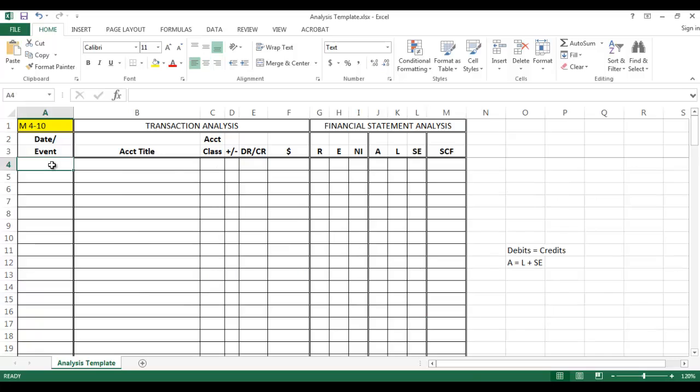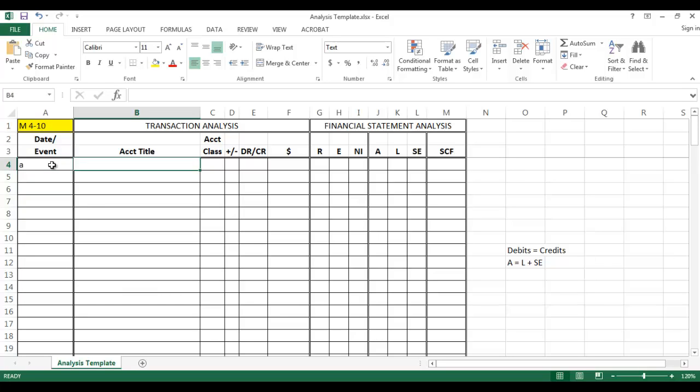Okay, now we're looking at M4-10, which tells us that for each of the following independent situations, we need to prepare journal entries to record the initial transaction on December 31st and the adjustment required on January 31st. So for these, we'll do them back to back. We'll do the initial entry in December and then immediately after the adjustment for January.